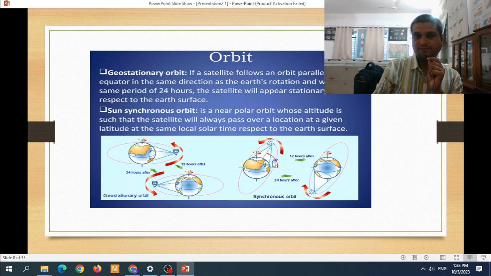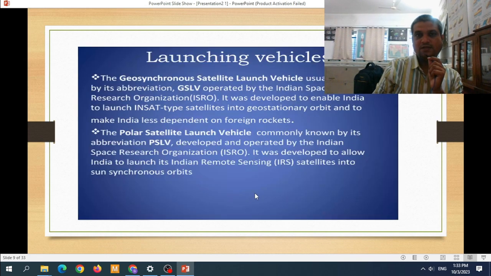Here you can see this type of circular motion, in the time period of the same local solar time at the respective sun. Okay, this is the particular position. Here it is the 24 hours, and you can see this here, that is the near polar orbit position. Okay.